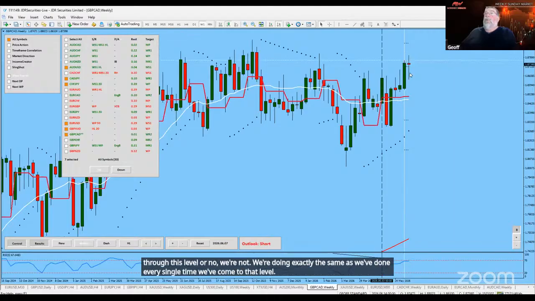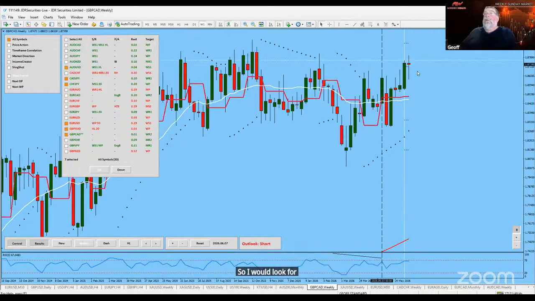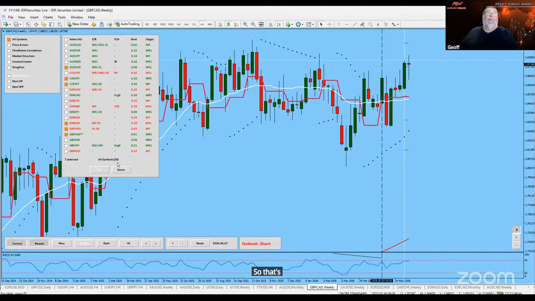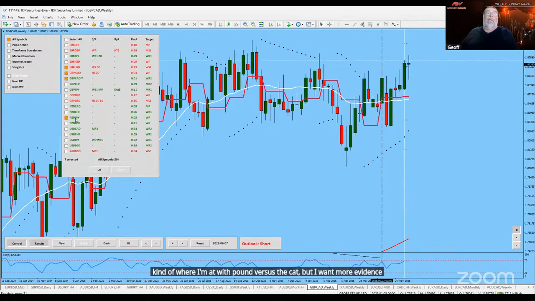So I would look for a lower high in this area to give me a confirmation that this most recent rally has come to an end. So I'll be looking for price to go here, under here, fail to take out that high, and then I can trade it short down to the support level. So that's kind of where I'm at with pound versus the CAD. But I want more evidence than that to trade it.